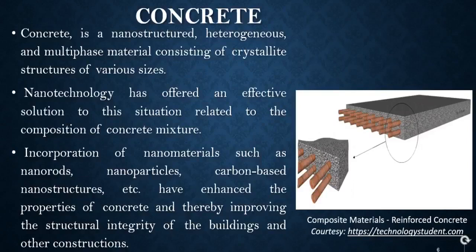So first, let us talk about smart concrete. Concrete, as we all know, is a hard, inert structural material which is widely used for construction. It consists of aggregates which are bonded by cement and water. By aggregate, I refer to coarse aggregate as well as fine aggregate. So this concrete is a heterogeneous material which consists of crystalline structures of various sizes.